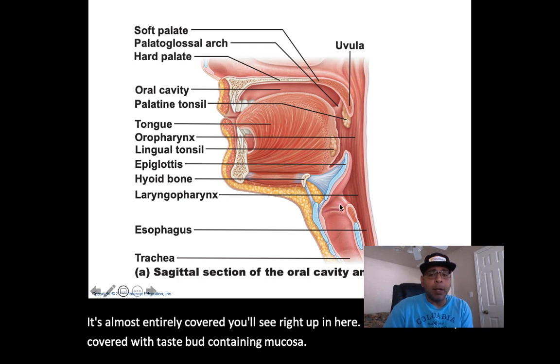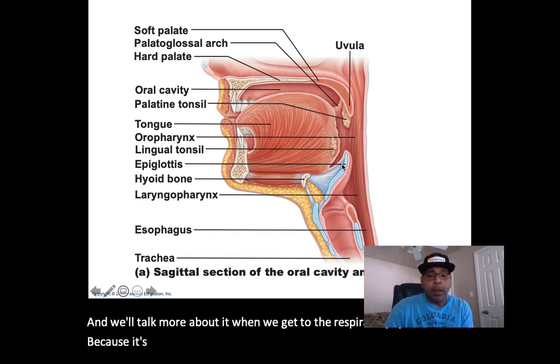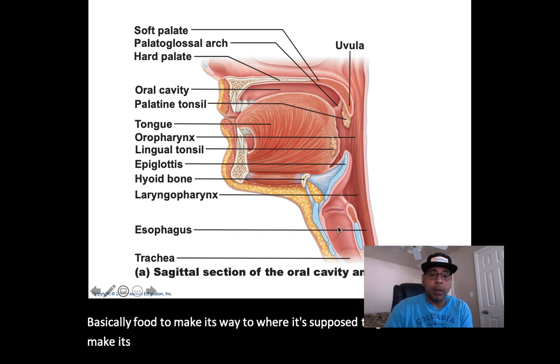And we'll talk more about it when we get to the respiratory system, because it's going to be allowing basically food to make its way to where it's supposed to go, and air then to make its way where it's supposed to go.